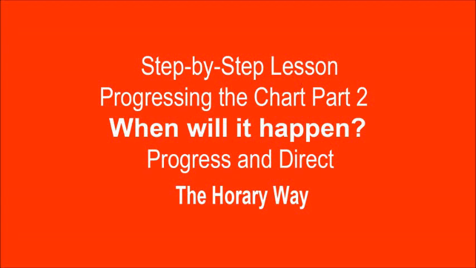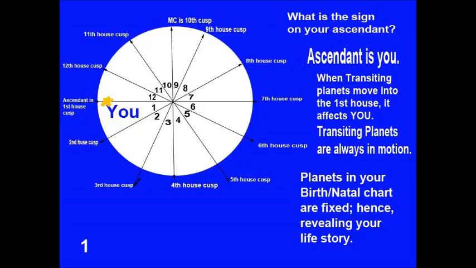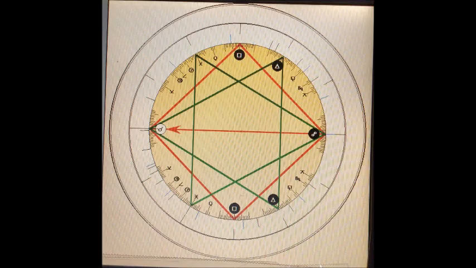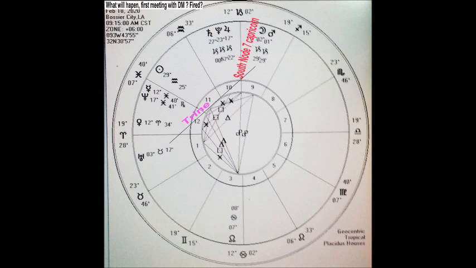Now this video is step by step. It's progressing and directing. This is part 2 of progressing the chart. I'm going to talk about arcs in progression, or arcs in progressing, to find when in the future the progression will fulfill the promise of the natal chart. So it's about how to progress or direct. Now let me start with arcs.